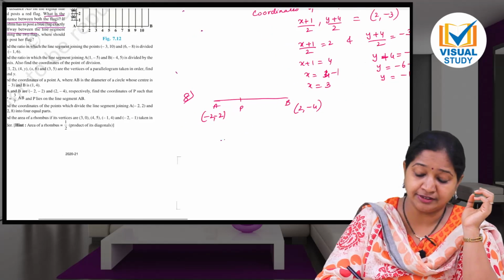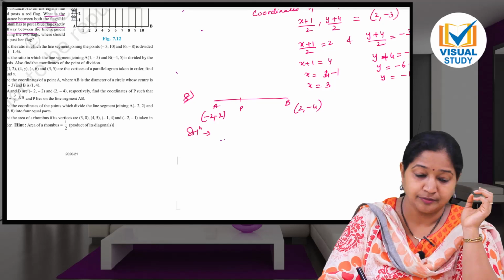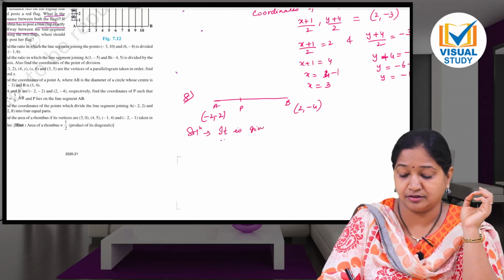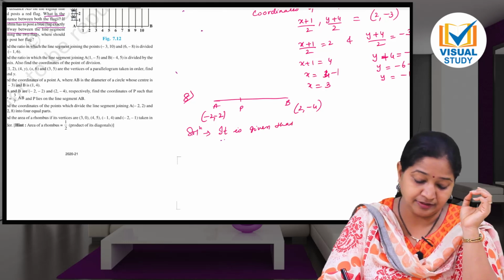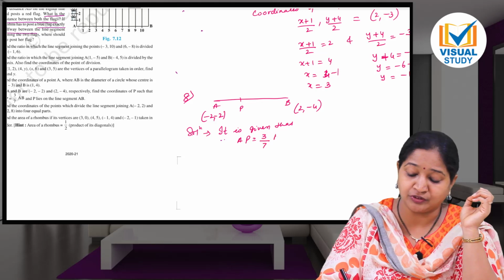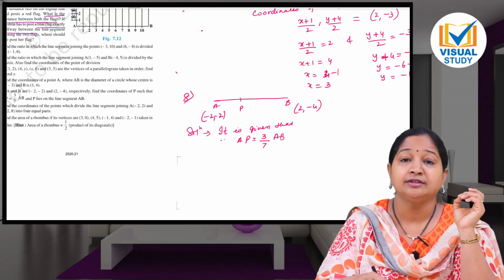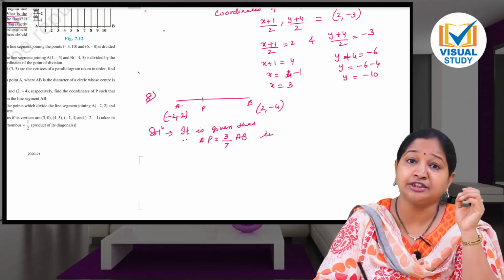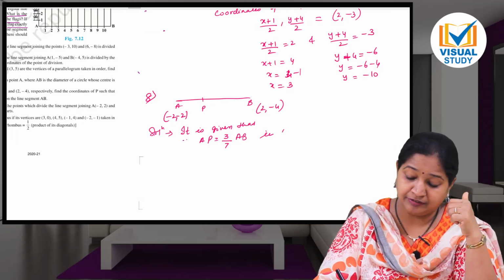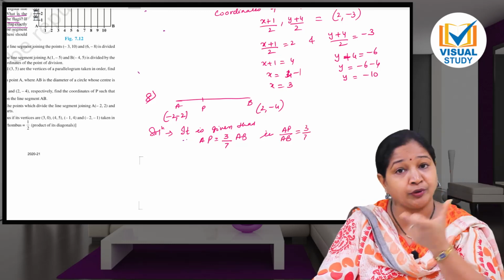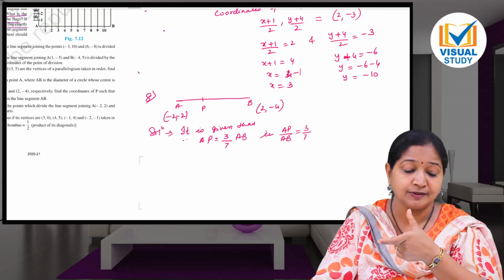What is given to us? What is the solution of this? It is given that your AP is equal to 3 upon 7 times AB. So what I'll write is, I'll shift this AP to the left-hand side, that is AP upon AB is equal to 3 upon 7. So I got AP upon AB as 3 upon 7.